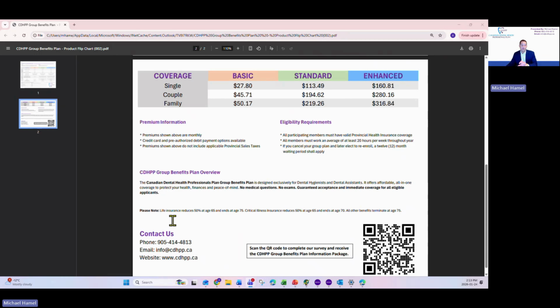Again, these are the monthly premiums. They do not include tax. If you're in BC and Alberta, as a prime example, there is no sales tax. So the premiums you see there are the premiums that you're going to be paying. If you're in Ontario, where we are based, there's an 8% sales tax. So it's not 13%, it's an 8% sales tax. So you would add that on to the monthly premium you see there.